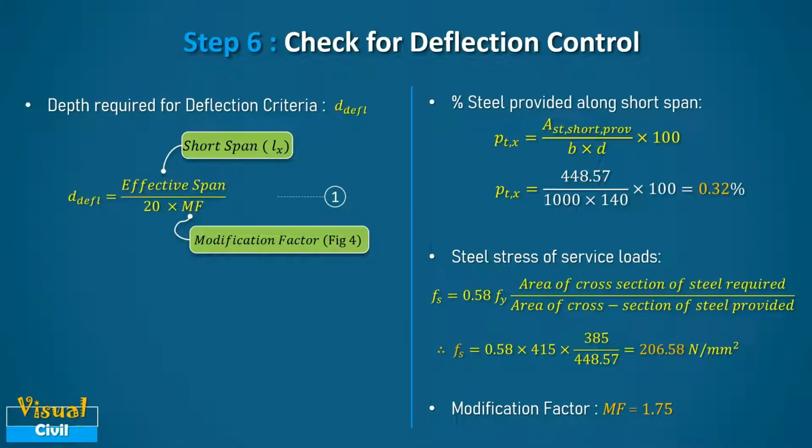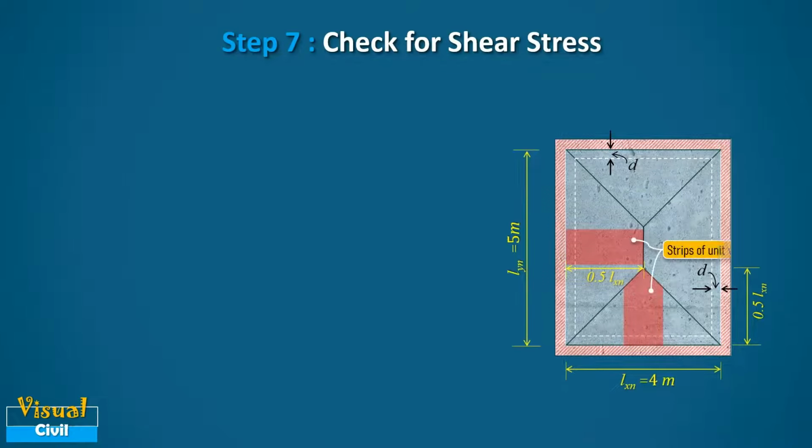After putting all the values in equation 1 and solving, we get the depth required for deflection criteria, which is equal to 118 mm. This value is less than the effective depth provided in the short span. Hence, it is safe. In the next step, check the feasibility of the slab section and reinforcement for the shear stress. The critical section for the one-way shear in a two-way slab is at a distance of effective depth D from the inner face of the support as shown in the figure.